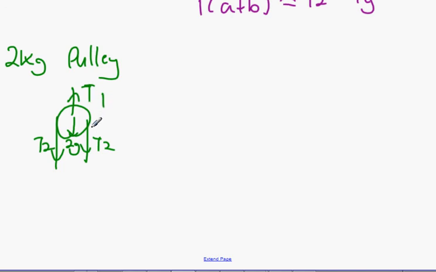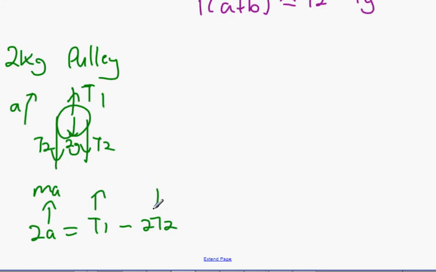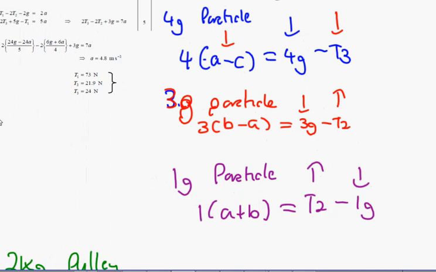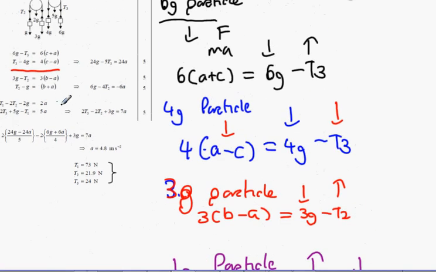Okay, and overall, what are we saying about the pulley? Overall, its acceleration is A, isn't it? So it's going to be 2A, MA is your force, 2A going upwards equals T1 going upwards, minus 2T2 going downwards, minus 2G also going downwards. Okay, and there it is there.